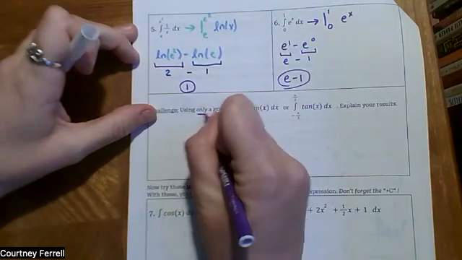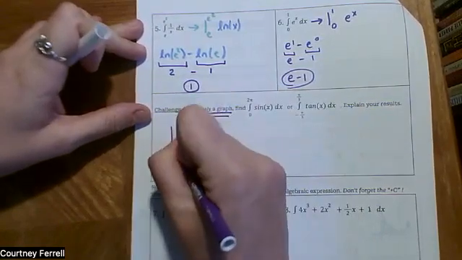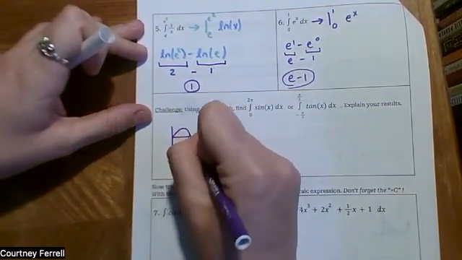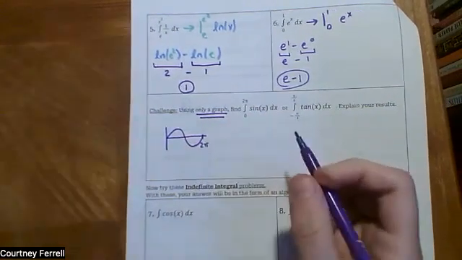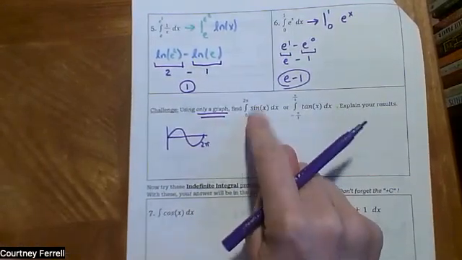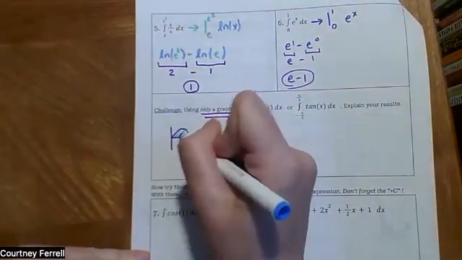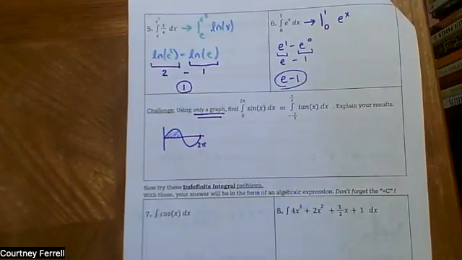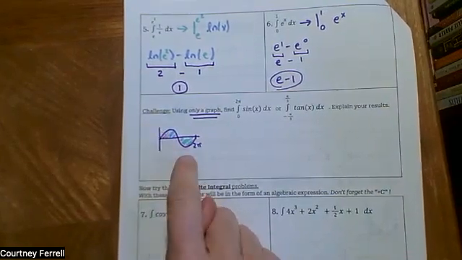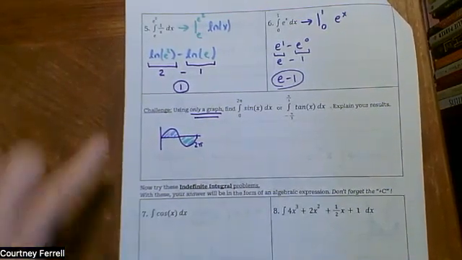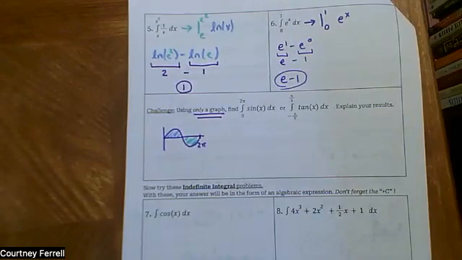So it says using only a graph. Okay, so sine. I'm going to sketch a graph of sine from 0 to 2 pi. And here, it's testing that I understand that integral means area under the curve. So this in blue and this in mint, those two pieces are the exact same amount of area. One of them is above the curve and one of them is below the curve. So they cancel each other out.